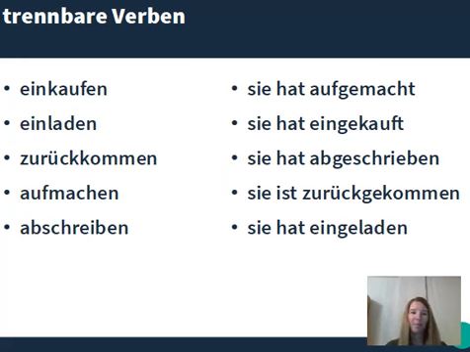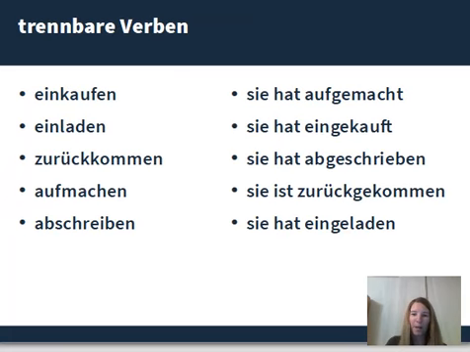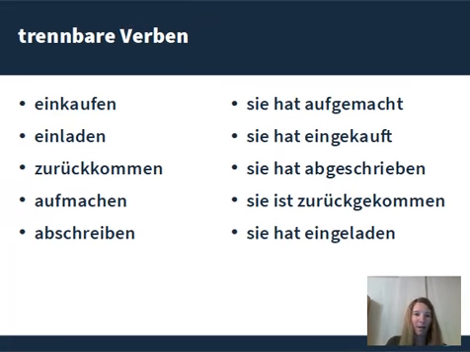So here are some verbs, and we have 5. Einkaufen, to go shopping or to do some shopping. Einladen, to invite. Zurückkommen, to come back. Aufmachen, to open. Abschreiben, to write something down in your notebook or to write something into your notebook, for example. So please write them down in your notebooks and then match the right infinitive with the perfect.